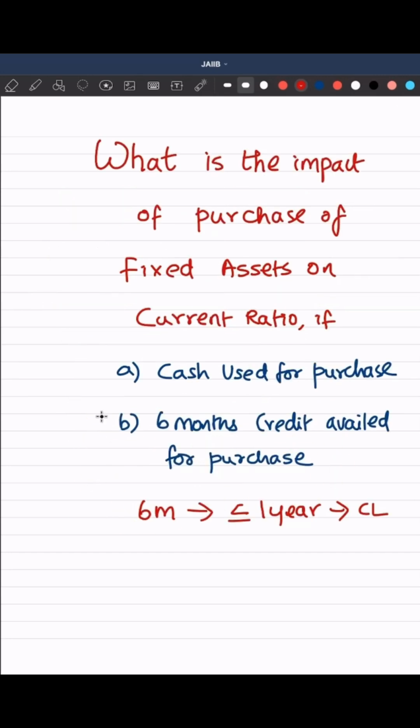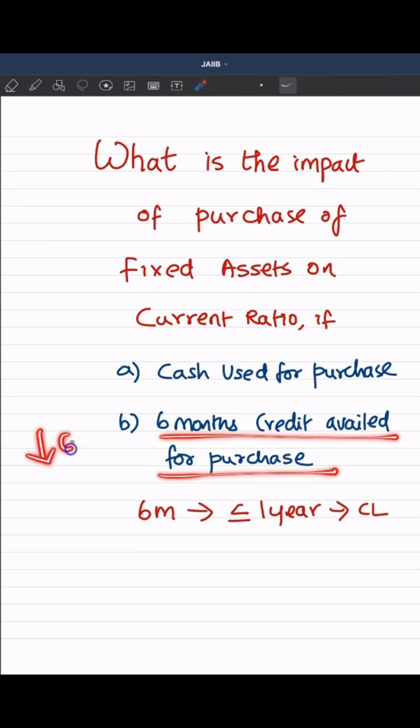So let's conclude. The impact of purchase of fixed assets on current ratio if 6 months credit is availed for purchase will be a drop in current ratio because there is no corresponding long-term fund infusion for acquiring the asset.